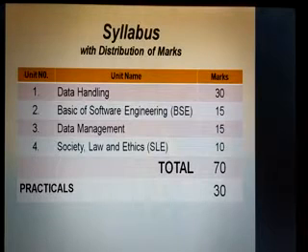Apart from this theory, which carries 70 marks, the practical examination is to be held throughout the session, carrying 30 marks, for a total of 100 marks. And this is your new syllabus.